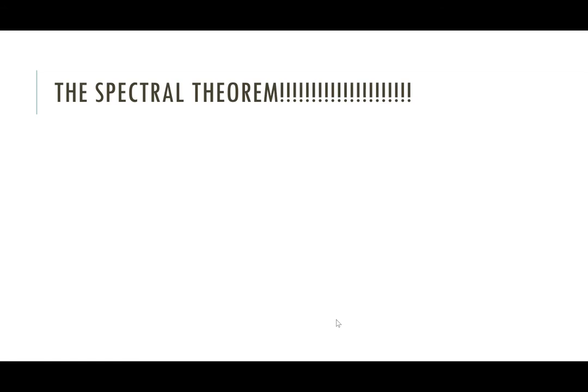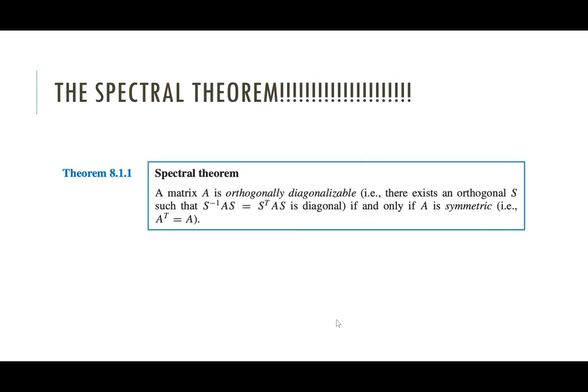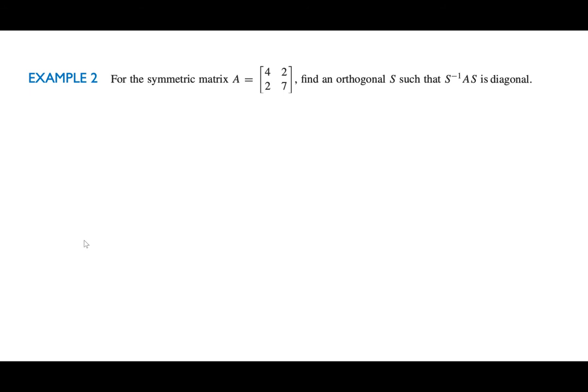All right, so now we come to the spectral theorem, where the number of exclamation points is directly proportional to how awesome this theorem is. Okay, so the spectral theorem says a matrix A is orthogonally diagonalizable, that is, there exists an orthogonal matrix S that diagonalizes A, if and only if A is symmetric. Let's look at an example before we dive in and prove it.